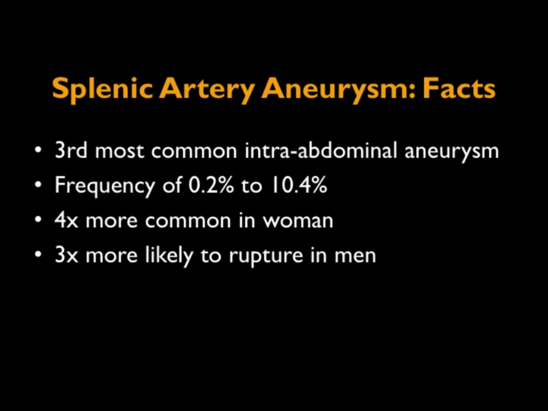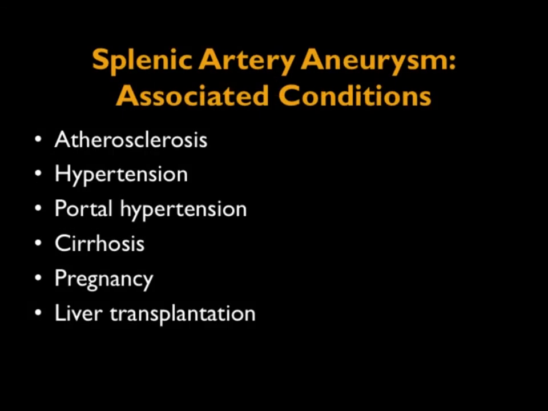It's the third most common intra-abdominal aneurysm with a frequency up to 10%. It's 4 times more common in women compared to men, but men are the ones who get the complications of rupture 3 times more commonly. There are certain associated conditions. Atherosclerosis is number 1, hypertension, portal hypertension, cirrhosis, pregnancy, and liver transplantation.